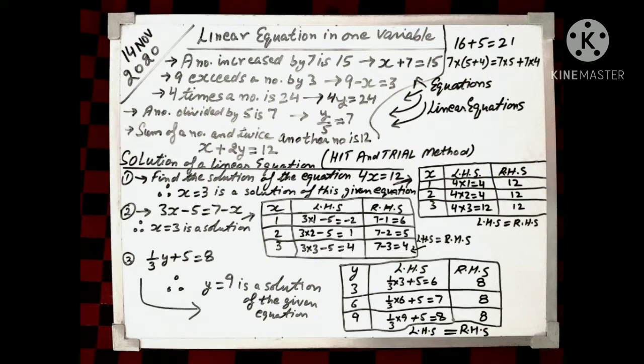A small mistake is there on the board. If you see the first example, 4x = 12, where I have written 4 into 2. When we take x = 2, I have written 4 into 2 is equal to 4, but actually it is 4 into 2 is equal to 8, right? It is a silly mistake. So just take care, right? Many times it happens that by oversight there is some mistake on the board. So just listen to my explanation carefully. Then only you will understand the topic comfortably, right?